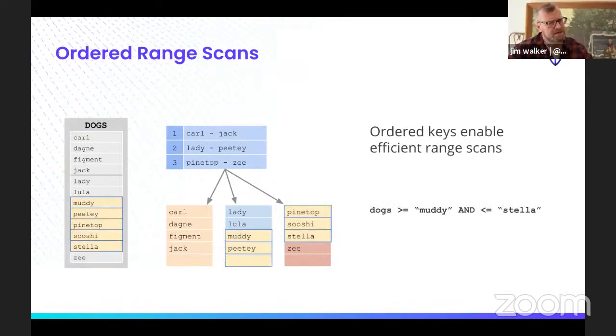But again, this allows us to do some cool things like some very efficient range scans, right? So I don't have to go get every single range and pull it together and then do a scan. No, I'm just going to get the ranges I need to do a range scan, which is actually fairly efficient as well.